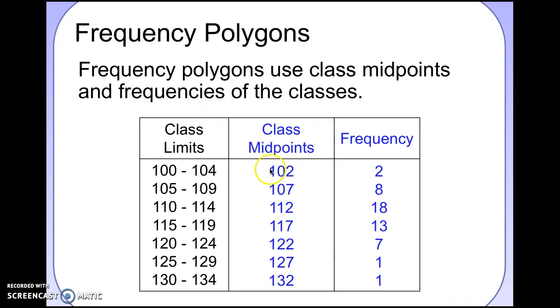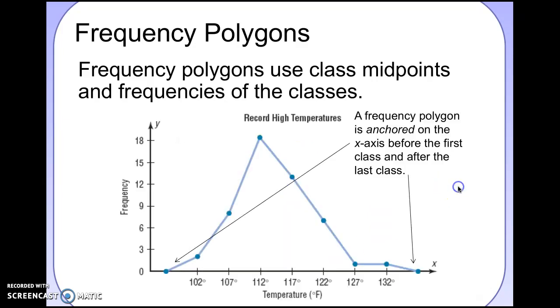Okay. Calculating the midpoints from the class limits, just a reminder, that's taking 100 plus 104, then dividing by 2, giving you 102. And continue with that process all the way through until you've gotten all of the class midpoints. This is the frequency polygon. Notice on the x-axis are those class midpoints, and on the y-axis is the frequency. So at the midpoint of 102, we put the number 2.